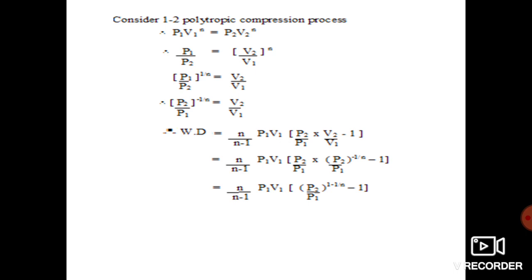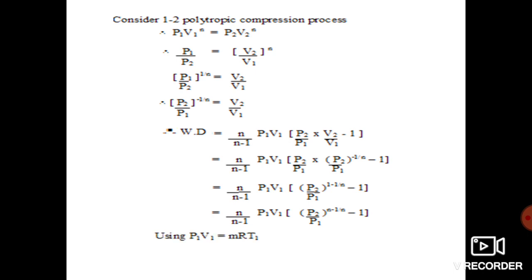Then by simplifying these two terms, we get n upon n minus 1 P1 V1 bracket P2 by P1 to the power 1 minus 1 upon n minus 1. Work done is equal to, just simplify taking the LCM, n upon n minus 1 P1 V1 whole bracket P2 by P1 to the power n minus 1 upon n minus 1. So finally we have this expression as the work done.